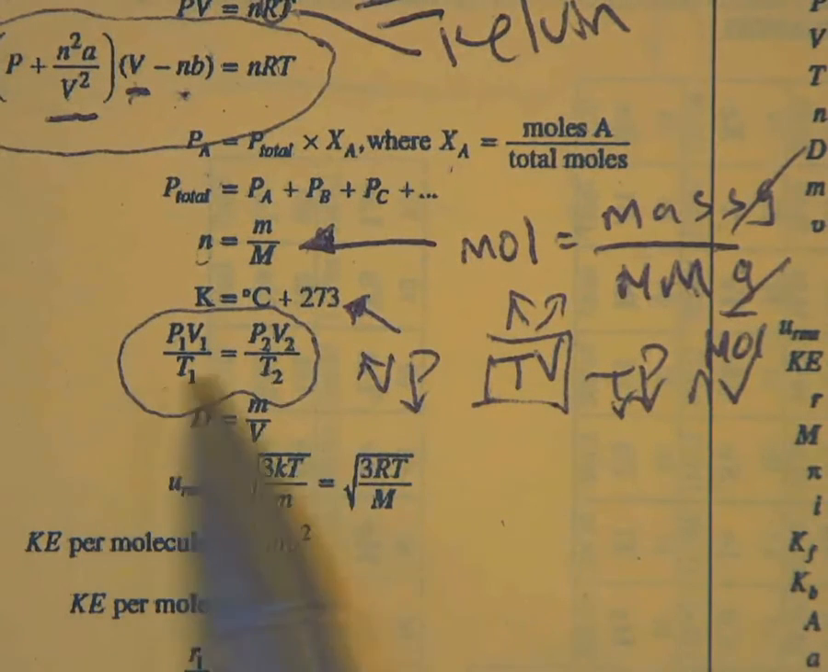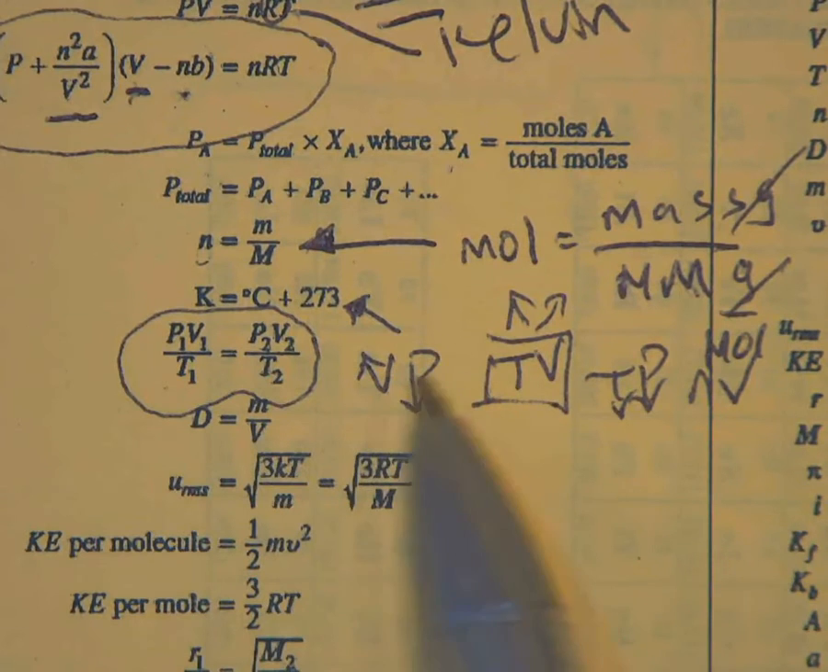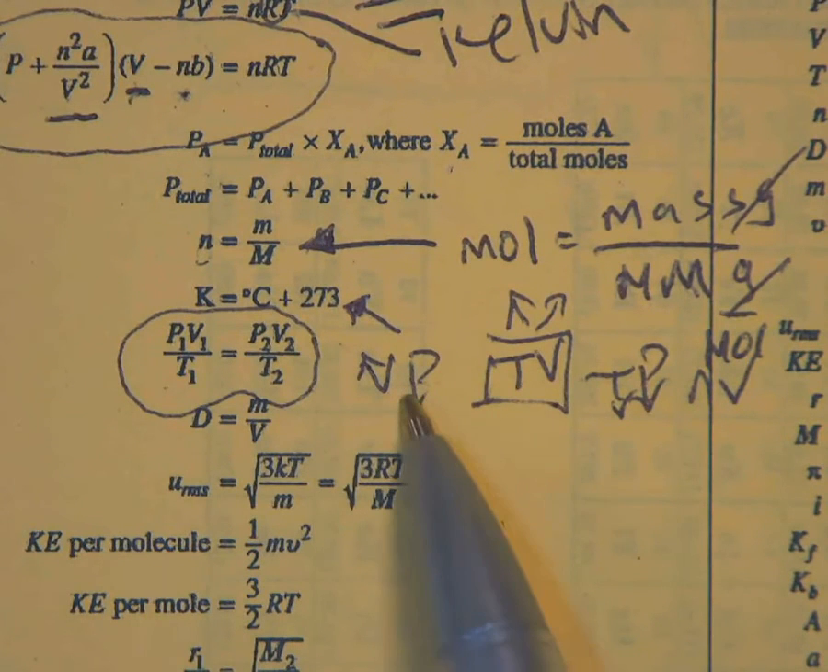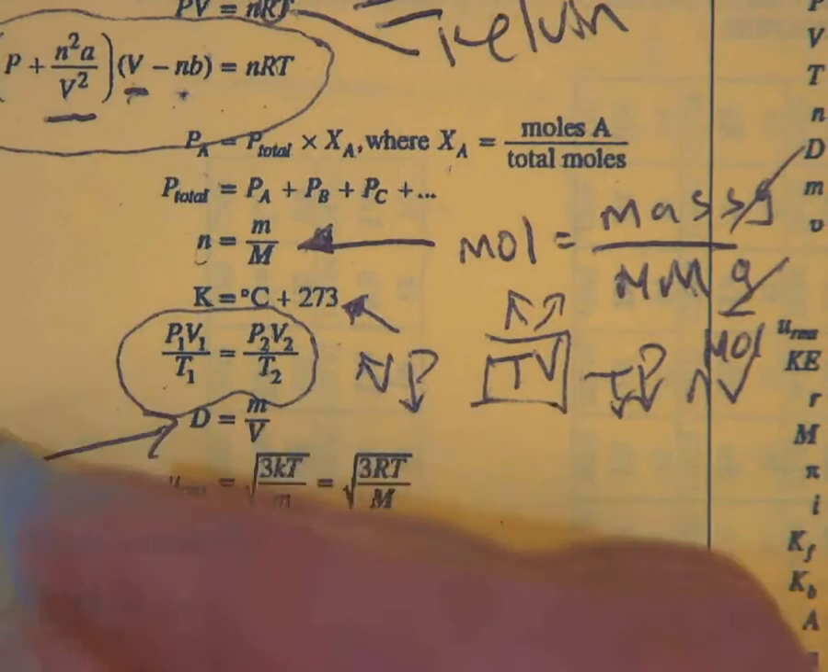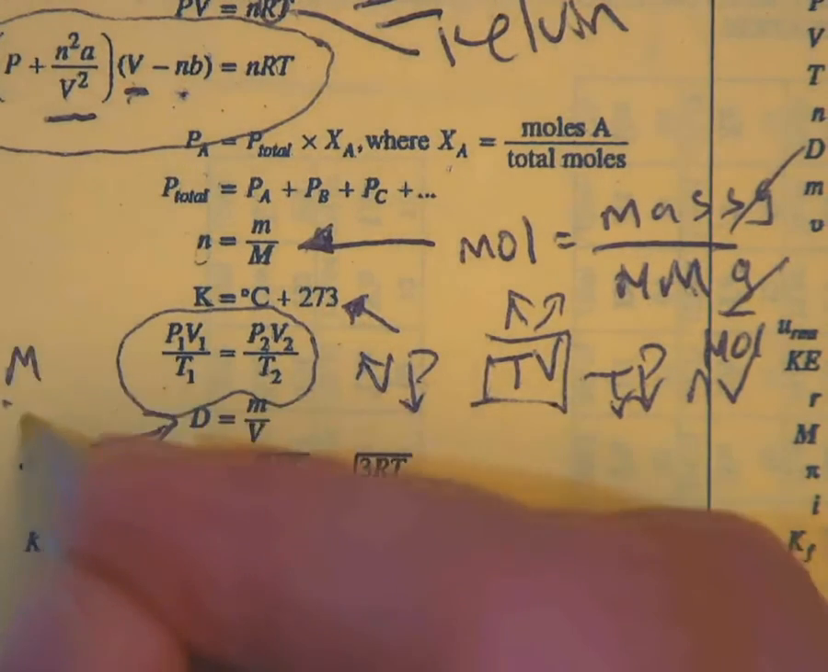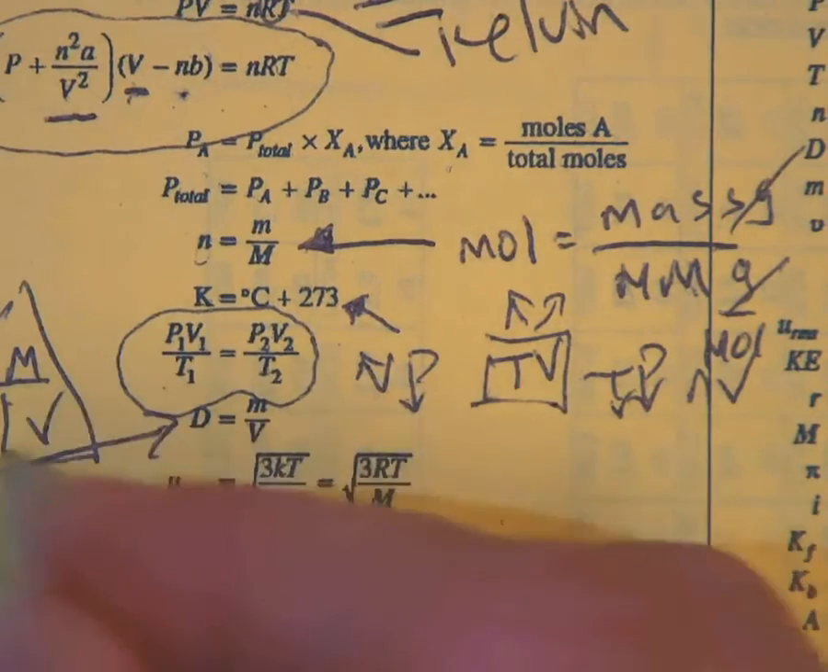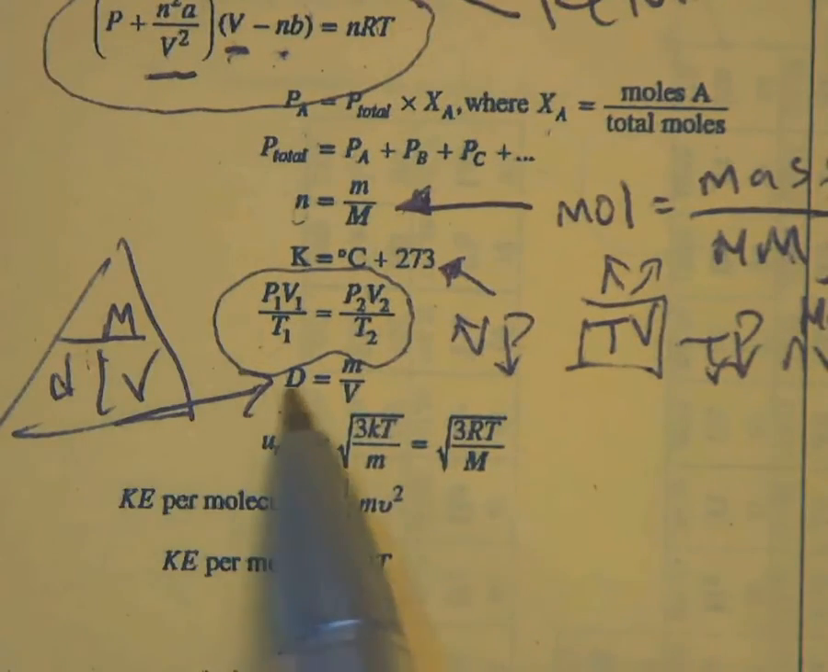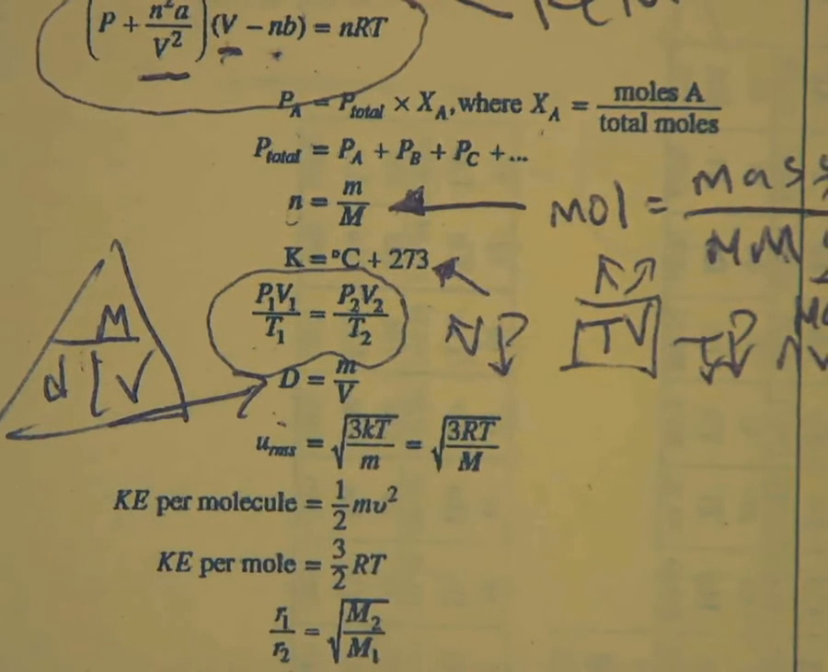If you like plug and chug, this is good. This will give you a good way to say this one's getting bigger, so this one's got to get smaller. So multiply by a ratio to make it get bigger or smaller. This is the density equation, where density is equal to mass divided by volume, except they use a capital D, not a lowercase d. So this is actually just the density triangle right here.